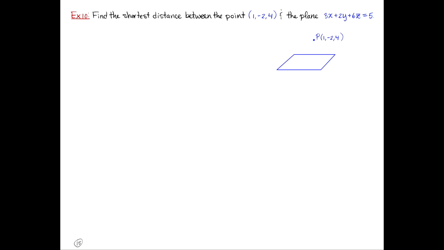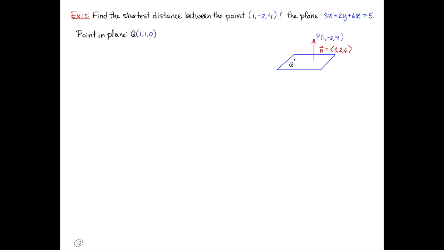Let's start by drawing our normal vector. Our normal vector is the vector 3, 2, 6. And now let's find a point in the plane. I'll call it Q. And you can find any point as long as it lies in the plane, so as long as it satisfies the equation 3x plus 2y plus 6z is equal to 5. And noticing that we could let x equal 1, y equal 1, and z equal to 0. A nice easy point to work with.